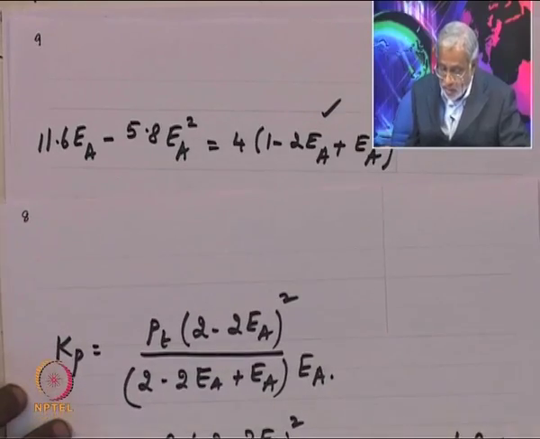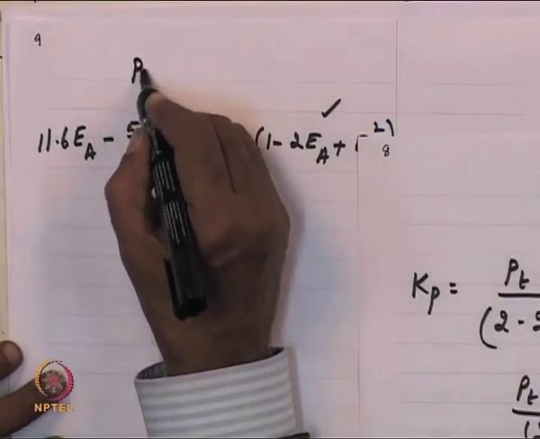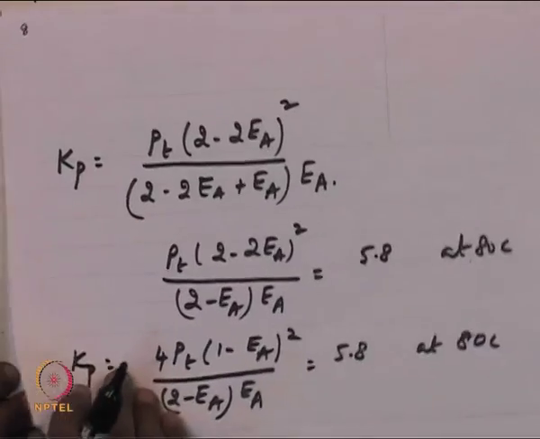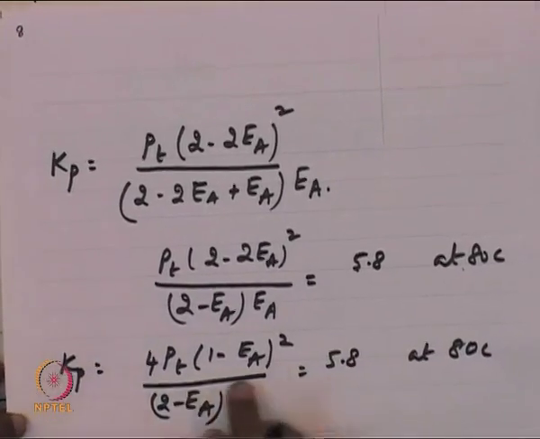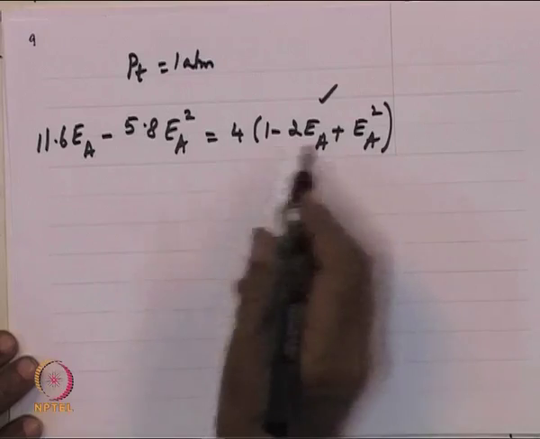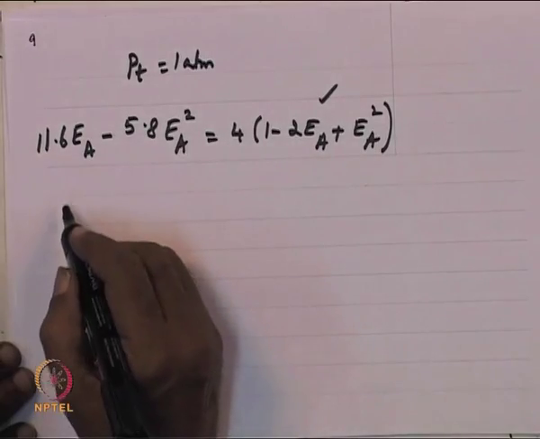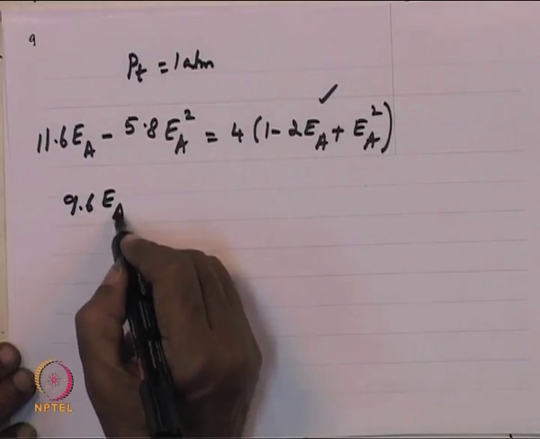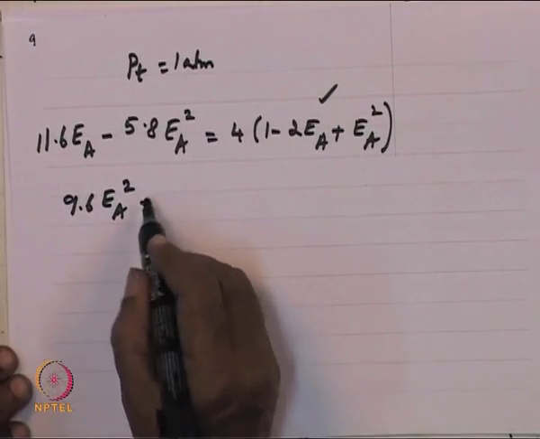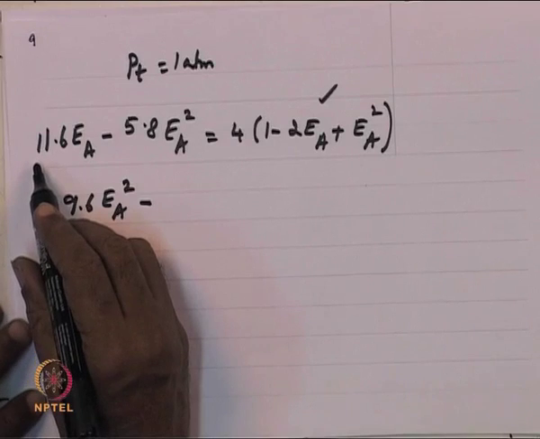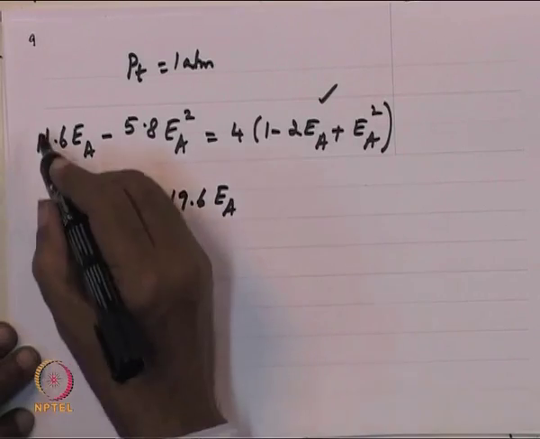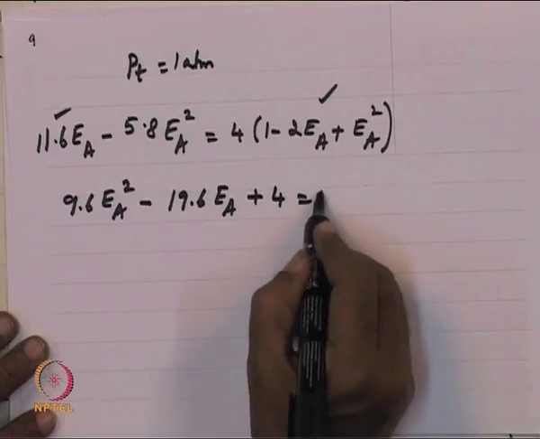Everything seems all right. So essentially, we have taken PT, the total pressure, equal to 1 atmosphere. That is an assumption. So this is fine. This is basically expanding, cross multiplying, and then simplifying. So we have 9.6 Ea squared, minus 19.6 Ea, plus 4 equal to 0.